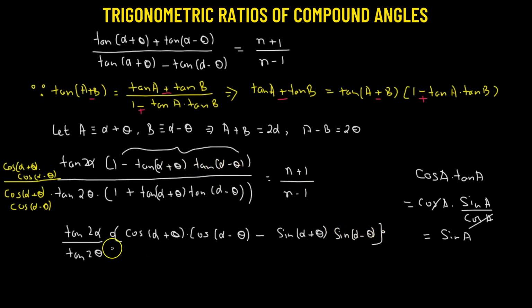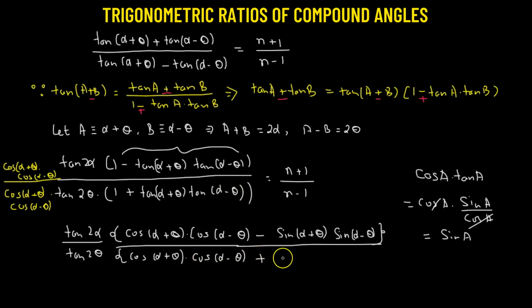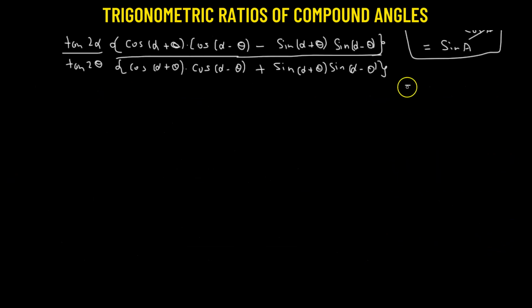So this is done. Similarly in the denominator, we get cosine of alpha plus theta times cosine of alpha minus theta, but with a positive sign here, plus sine alpha plus theta times sine alpha minus theta. And this entire thing equals n plus 1 divided by n minus 1.